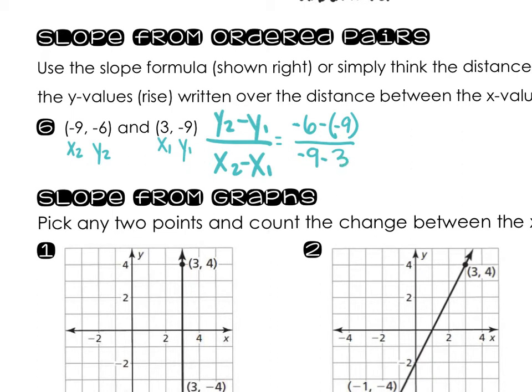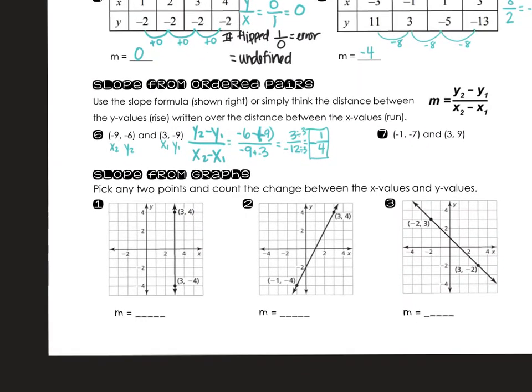Alright, and you want to use your calculator to simplify both the top and bottom before you do this division piece. Okay? So -6 minus -9 changed to -6 plus 9, which will give us 3. And then -9 minus 3 is like -9 plus -3, so that's -12. And then I can divide each of those by 3 to simplify, which is 1 over -4. As long as you have the negative out in front, that is fine. So -1/4 would be my slope.